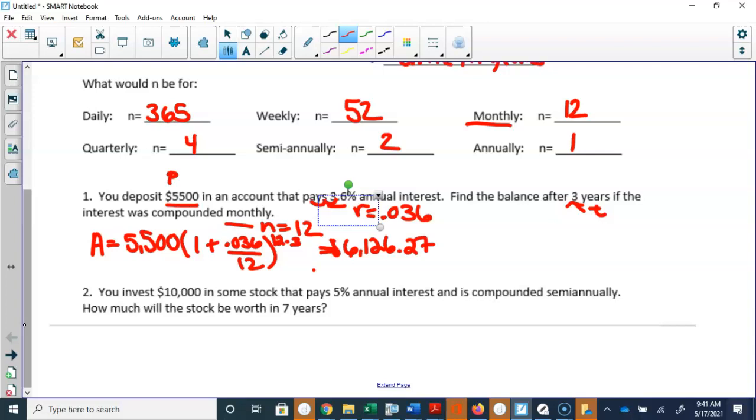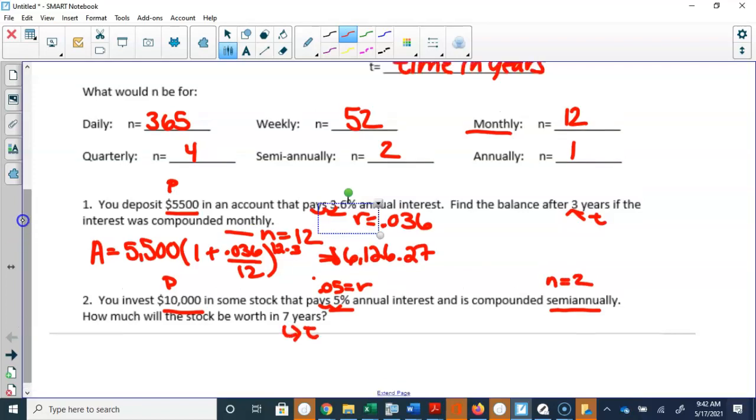Let's digest this problem again. You invest $10,000 in some stock that pays 5% annual interest and is compounded semi-annually. How much will the stock be worth in 7 years? Okay, so here is our starting point. That's our principal. Here is our rate. Remember, we need to move the decimal 2 to the left. 0.05 is equal to R. Compounded semi-annually, that's our N. N is equal to 2. And how much will the stock be worth in 7 years? Here's our T.